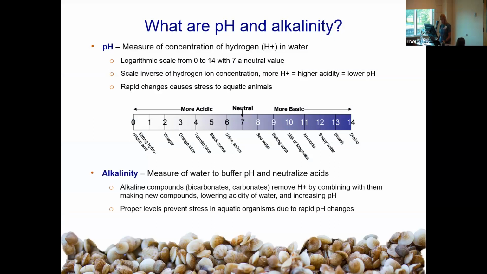All right, alkalinity. Now that's the measure of water to buffer pH and to neutralize acids. So alkaline compounds, particularly your bicarbonates and carbonates, remove hydrogen ions by combining with them, making new compounds, lowering the acidity of water, thus increasing pH. And this provides proper levels of pH, which reduces stress in aquatic animals. So you want high alkalinity values.